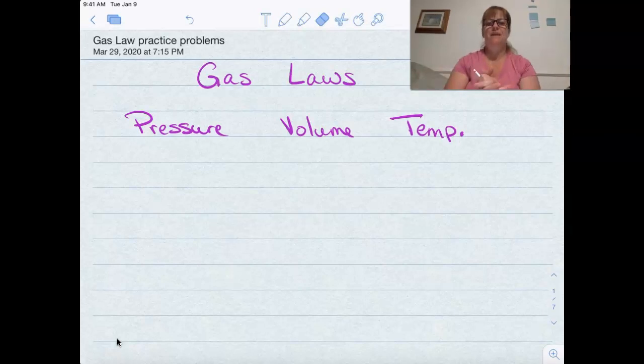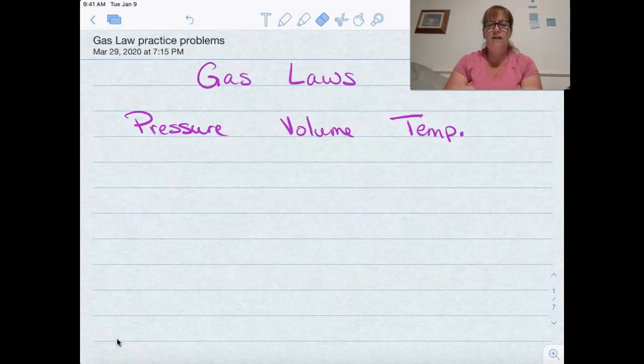Happy Monday. So here we are, we're starting chapter 13 together. Chapter 13 is all about gas laws and the relationships that different properties of gases have with one another and how they impact one another. And the cool thing is we can figure these things out mathematically as well as experientially.